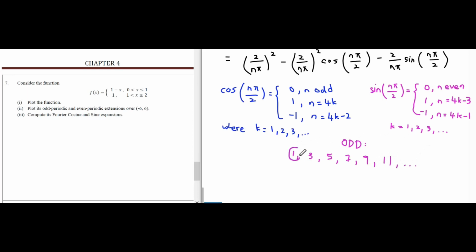So for 1, 5, 9, this will return the value of +1 if we substitute to sine n pi over 2. So this is for the list of 4k minus 3 when k begins with the value of 1.